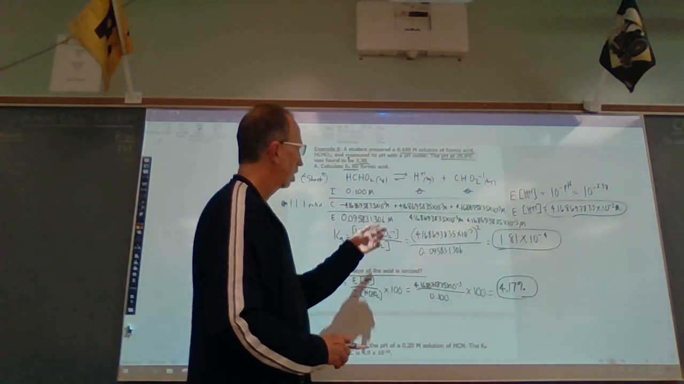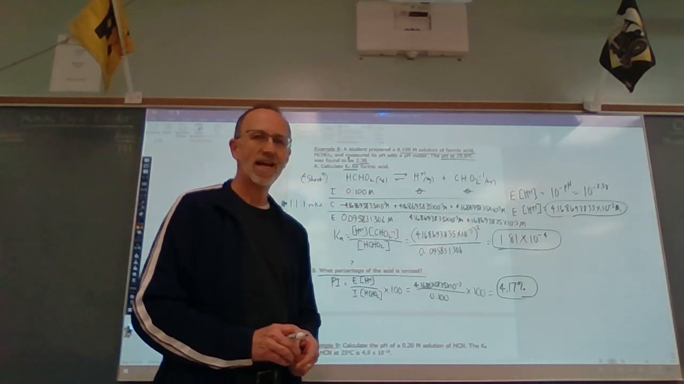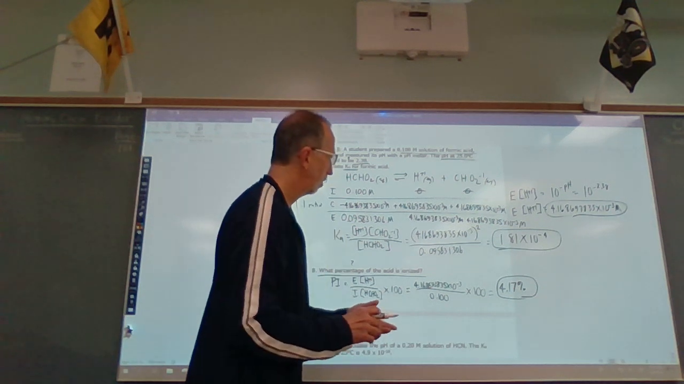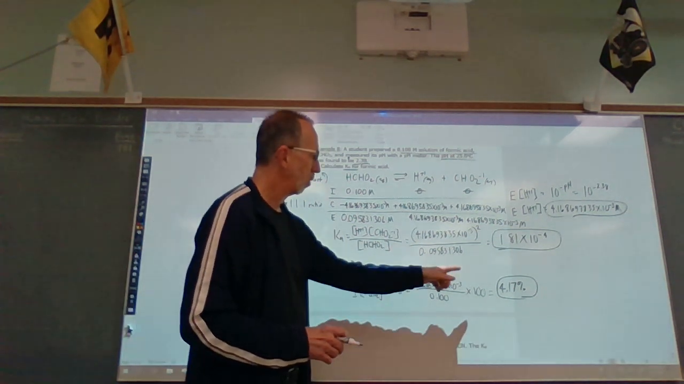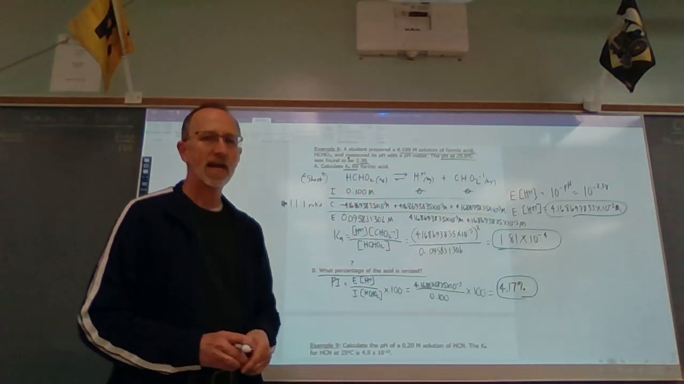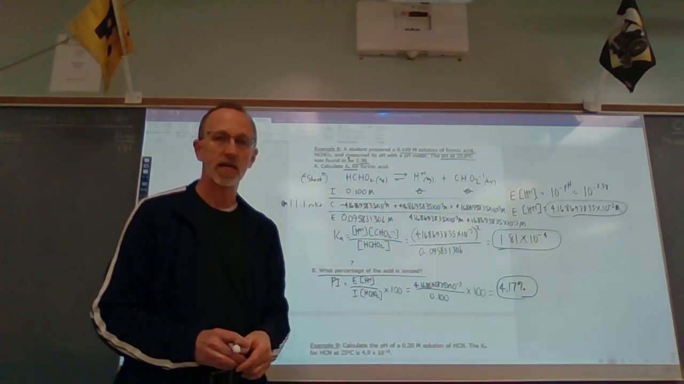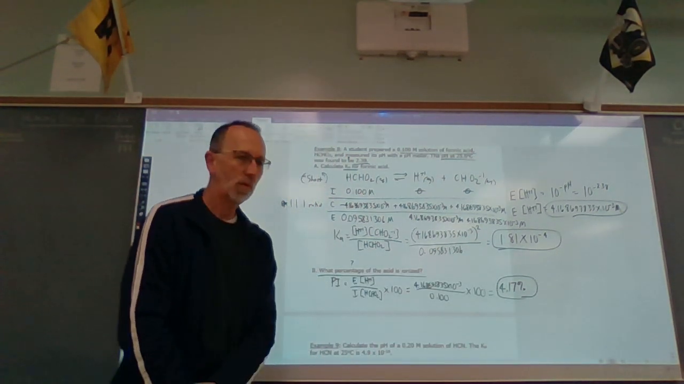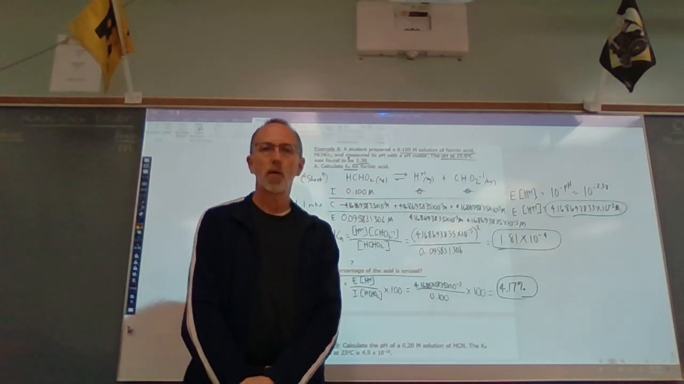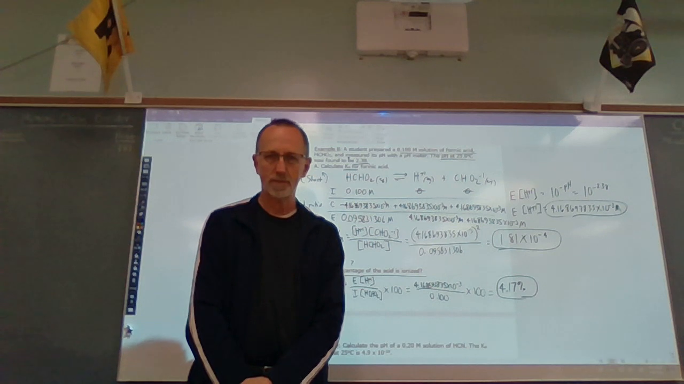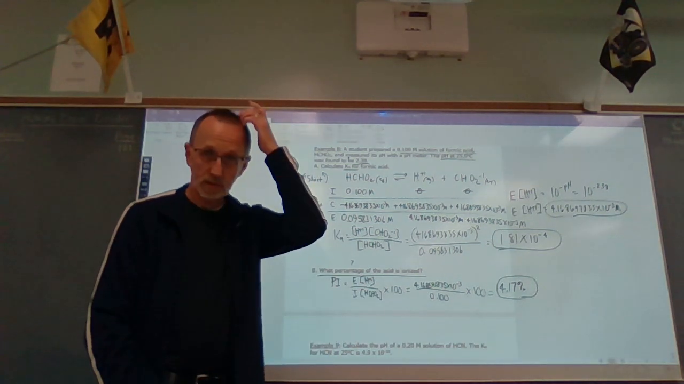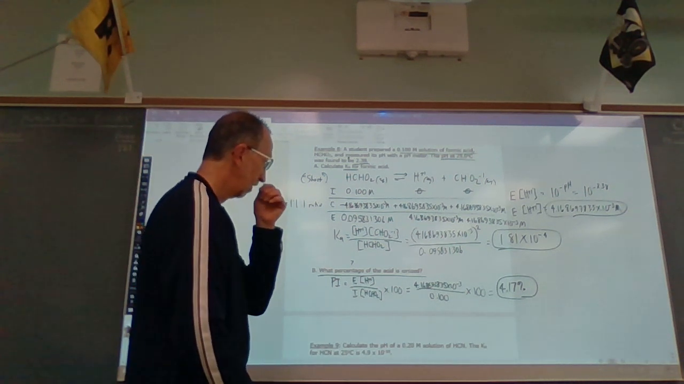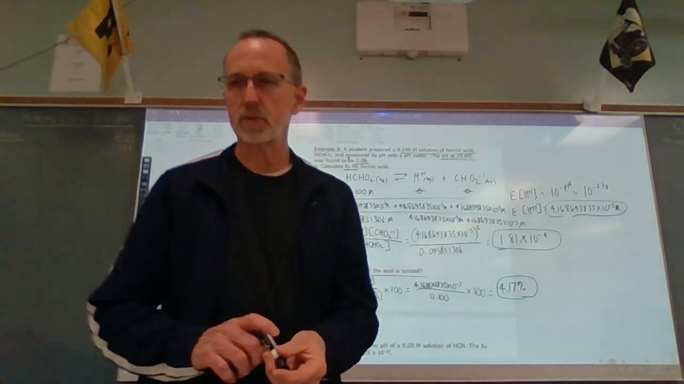Well, formic acid only ionizes 4.17%. So what does that mean? Well, that means that at equilibrium, 4.17% of these formic acid molecules dissociated or ionized, and 95.83% of them remain intact. Okay? And that is true of all weak acids. They only ionize to a small degree. Okay? Small degree. All right, let's go on to the next one.